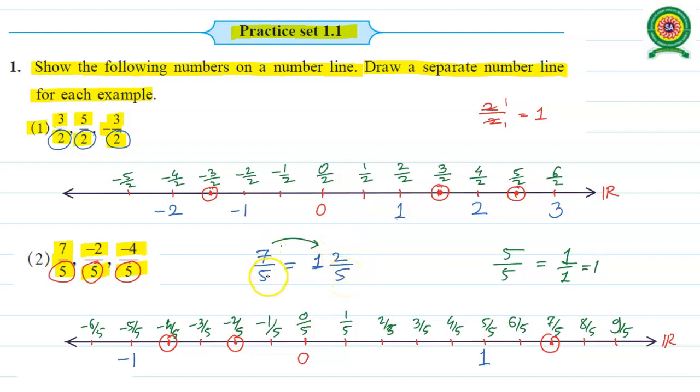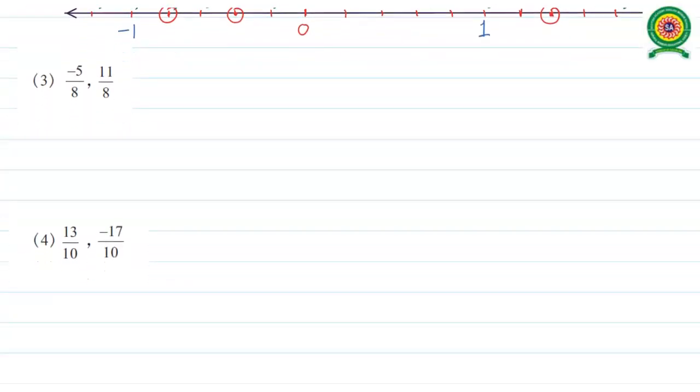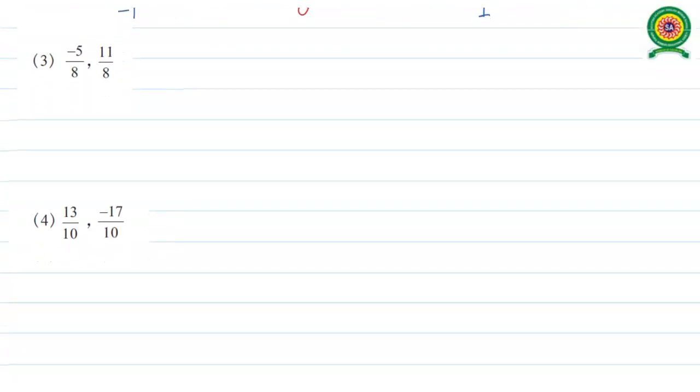That means 7 by 5 is located after 1. How many unit places do we have to consider? 2 unit places. So we have 1 and 2 over here. That's why 7 by 5 is after 1 somewhere. Okay. Now look at the next question. We have minus of 5 by 8 and 11 by 8. We are now trying to plot those numbers on a number line.